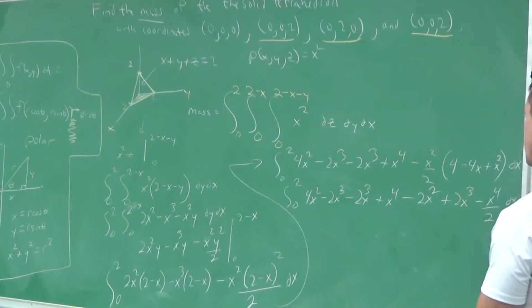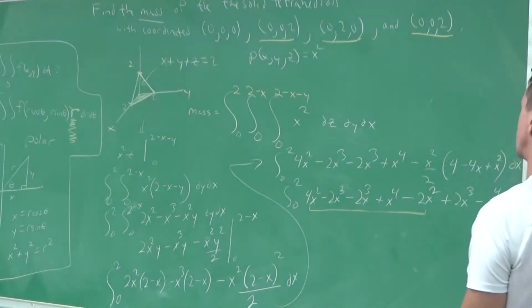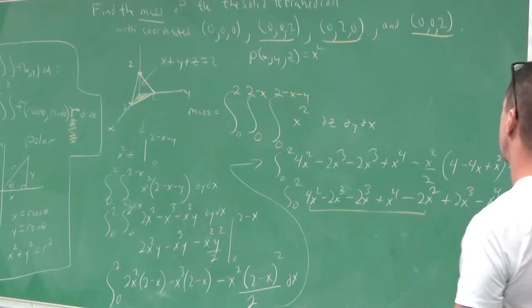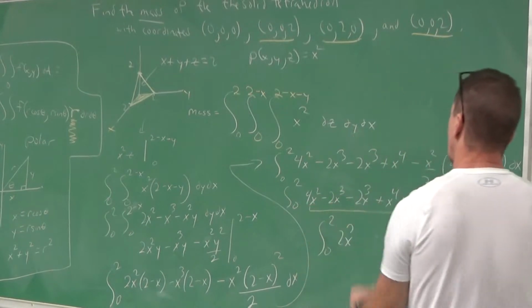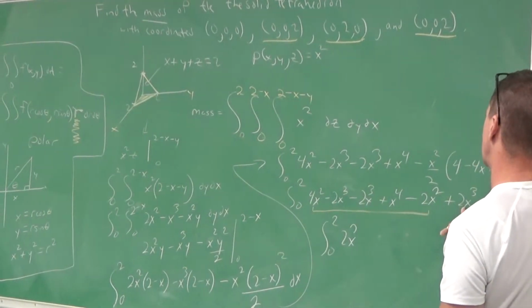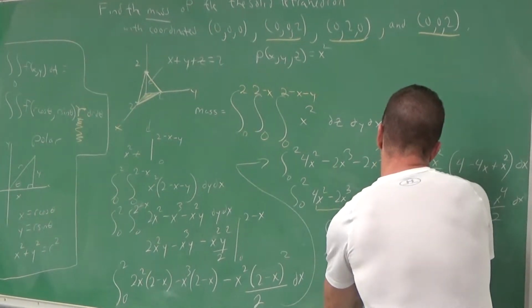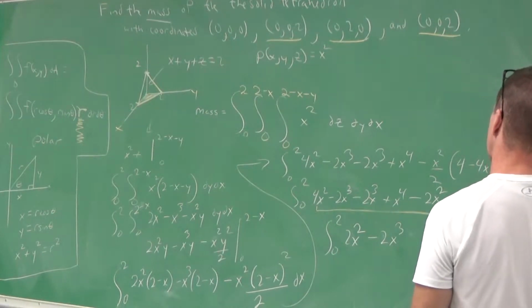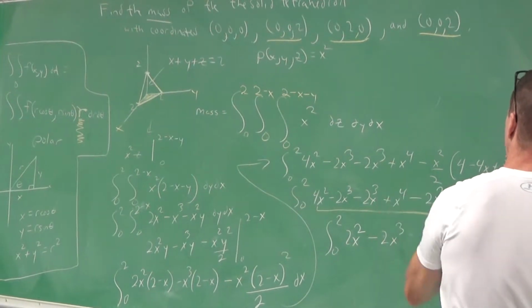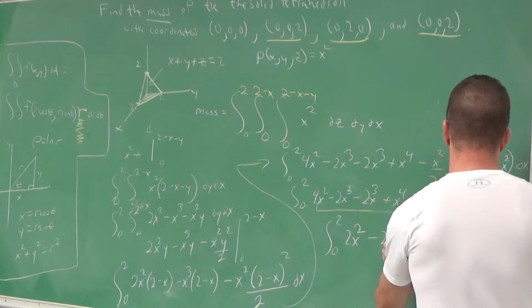I'll draw arrows. Where's all the x squareds? Alright, here's an x squared. What's 4x squared minus 2x squared? I get 2x squared. What's minus 2x cubed minus 2x cubed plus 2x cubed? Minus 2x cubed? And what are the other like terms? Oh, what's 1x to the 4th minus 1/2 x to the 4th? Plus a half x to the 4th?